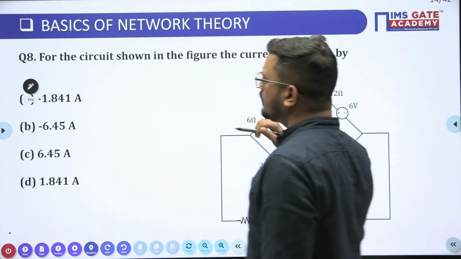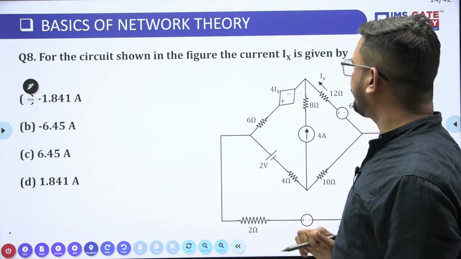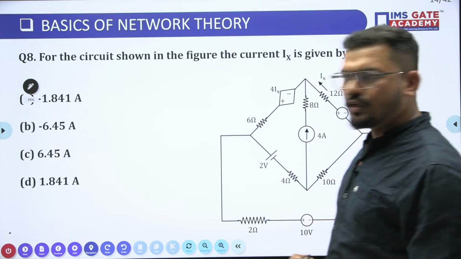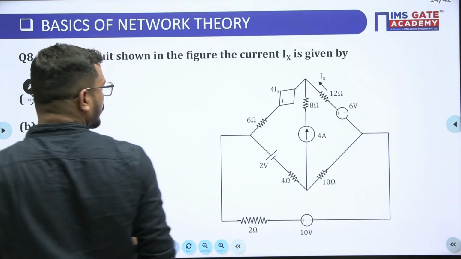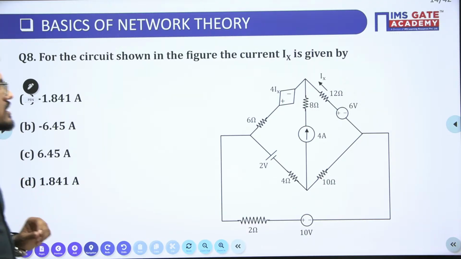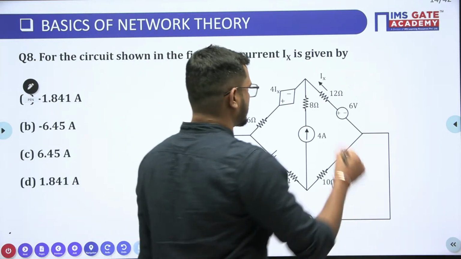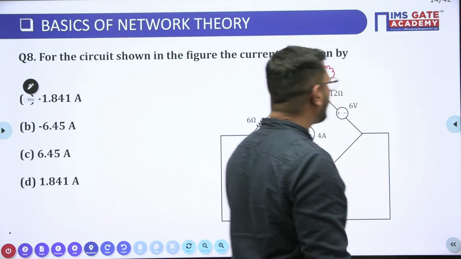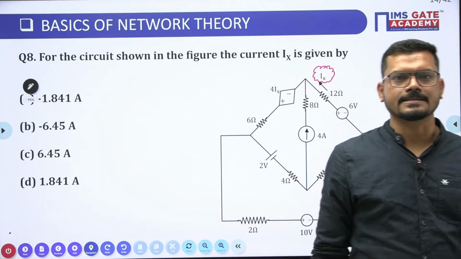It is given to you: for the circuit shown in figure, the current I of X is given by what? So you have 4 options. It means that this is the MCQ type. So how to calculate this I of X, guys? Just tell me, please. The question is, we have to calculate the value of I of X.